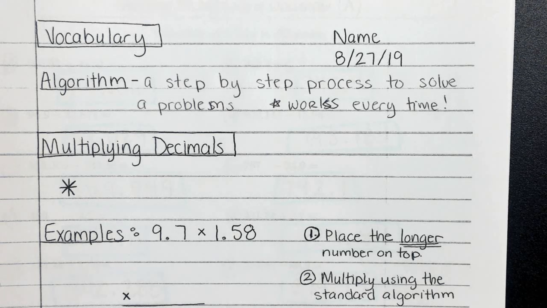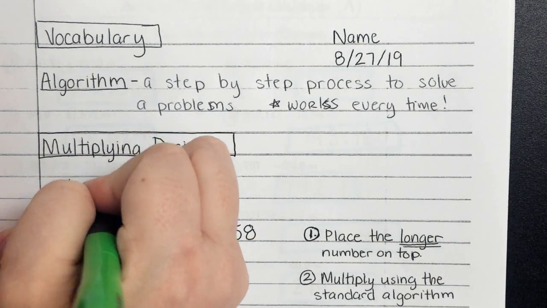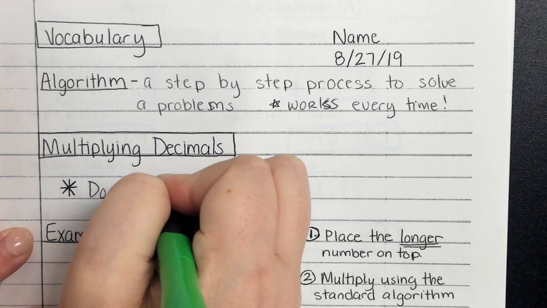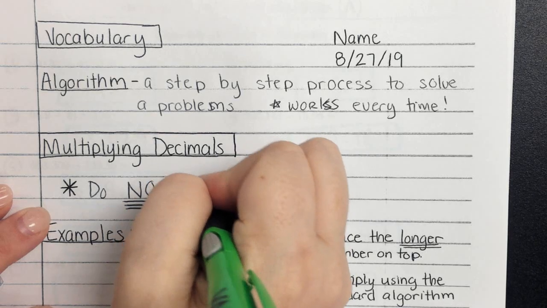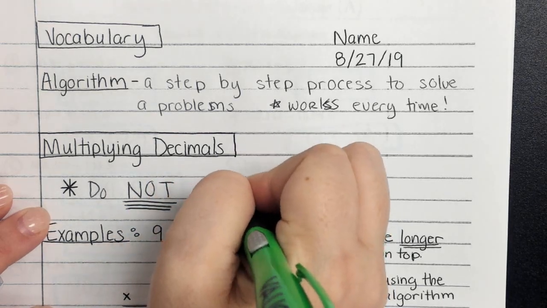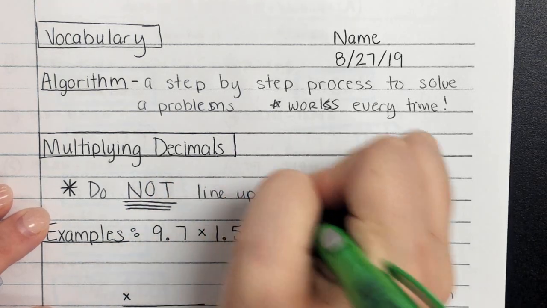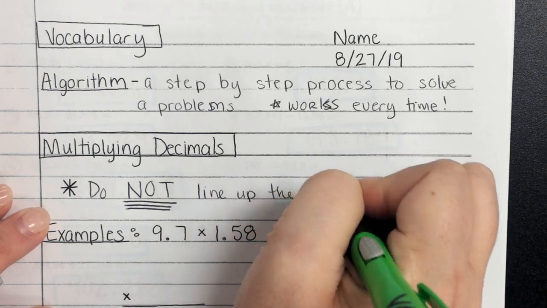Multiplying decimals, what did our notes say? Do I need to line them up? No. So we're going to make sure we put on here, do not, like big, capital, not, underline, not, do not line up the decimals. Yesterday it was all about line them up. Today, nope.